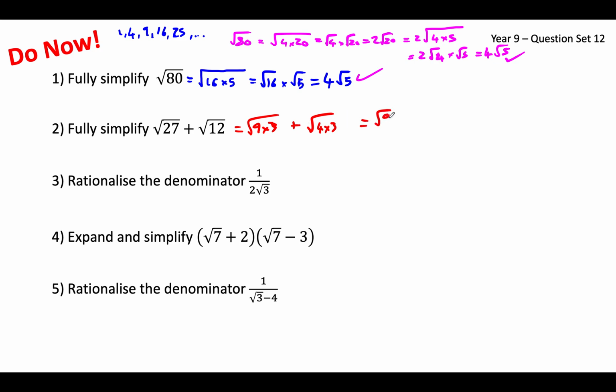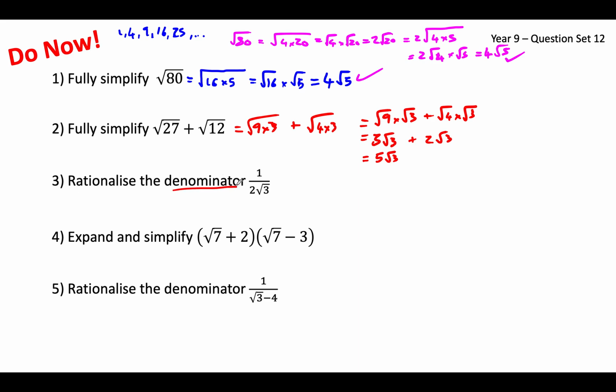Root 9 times root 3 plus root 4 times root 3, because we'll separate them into separate square roots. Remember, always looking for that square number hidden inside there. Root 9, well, square root of 9 is 3, so that's 3 root 3. And the square root of 4 is 2, so 2 root 3. And then you can add them together, just like you would with, you know, like 3x and 2x would make 5x. It's exactly the same here. 3 root 3 and 2 root 3 makes a total of 5 root 3. 5 lots of root 3.